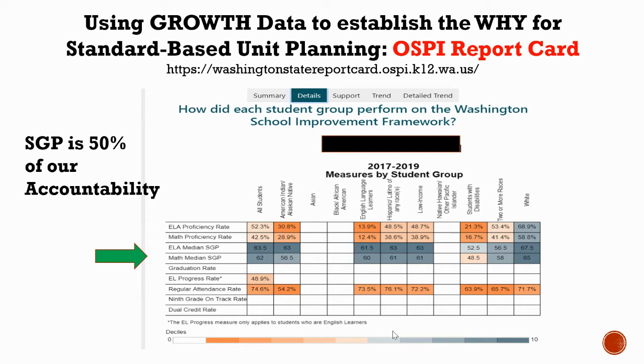Thank you for pausing and engaging in Unit 1, Reflection A. And now we will discuss how analyzing our school's growth data can be a powerful way to establish why to do standards-based unit planning. Analyzing our public student growth data can provide a window into which we can uncover just how effective our Tier 1 instruction may be or not. In this next section, you will be going to the Washington State OSPI report card and examining your Washington School Improvement Framework data, WSIF, as well as your more specific student growth data.